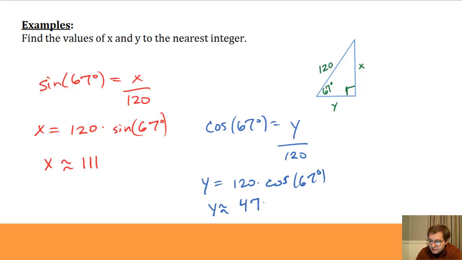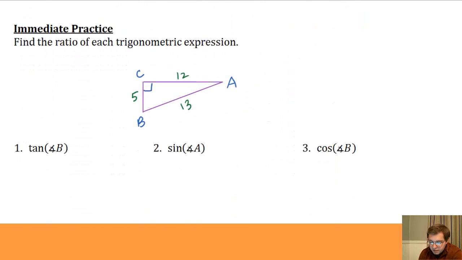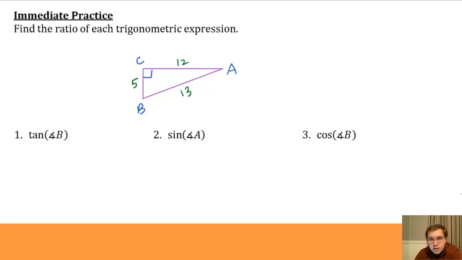Again, we're going to be doing a bunch of examples like this in class. I just want you to be exposed to it right now. Here are your immediate practice problems, which do not require finding values of x and y and going to a calculator. This will not require a calculator at all. You do need to draw the picture. And all I'm asking you to do here is find the ratio of each trigonometric expression. You're just going to write a fraction, and that's it.